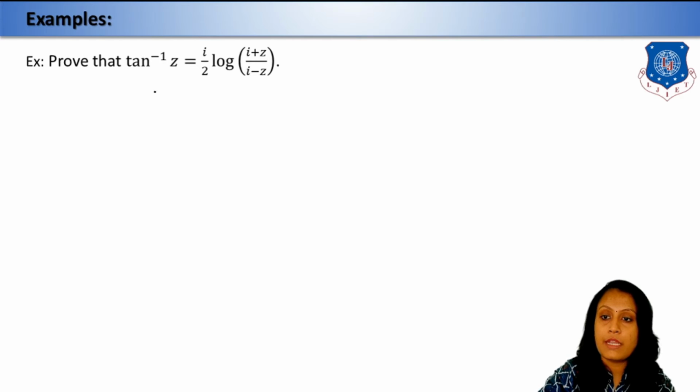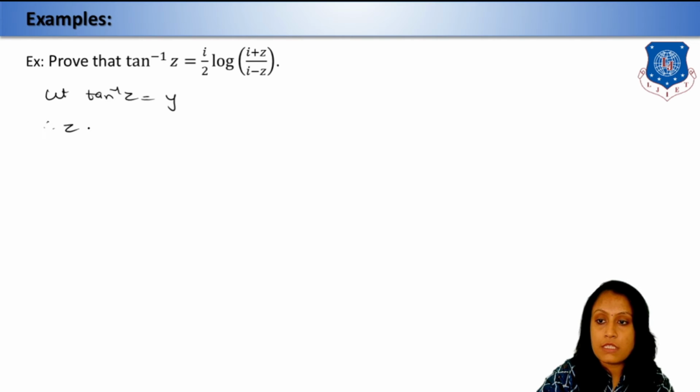Now let's move to the next result. We have to prove that tan inverse z is equal to i by 2 log (i plus z) upon (i minus z). Again, suppose tan inverse z is equal to y. From this, z is equal to tan y. Now tan y is sin y upon cos y. Now we will use the formula of sin y upon cos y.